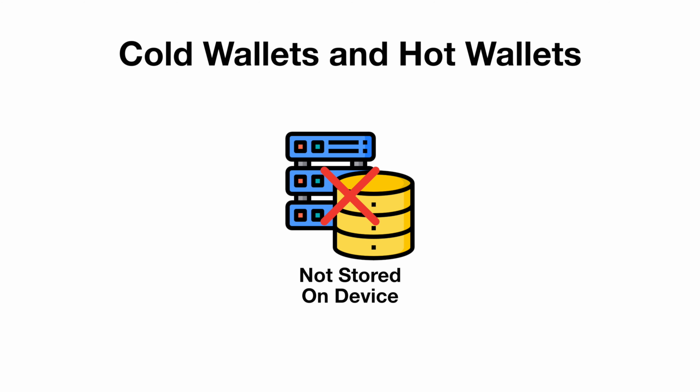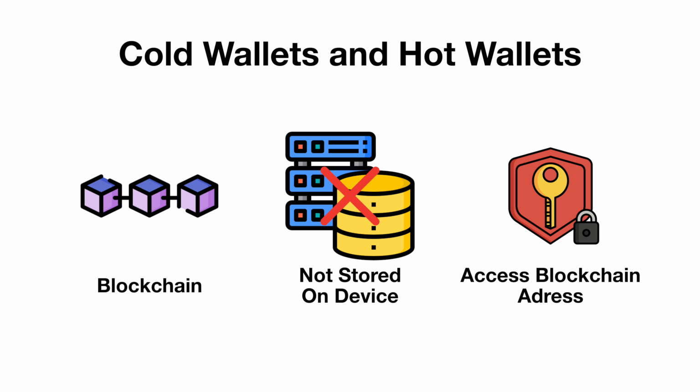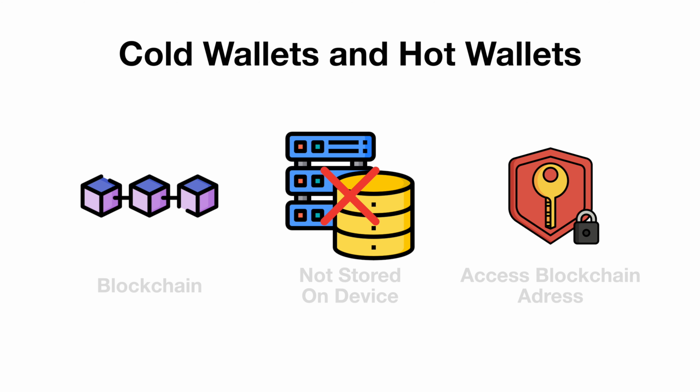It's important to understand that your Bitcoin is not physically stored in your wallet, which is a common misconception. Instead, it only exists on the blockchain. Your wallet simply holds the private keys that grant you access to the Bitcoin associated with your blockchain address.